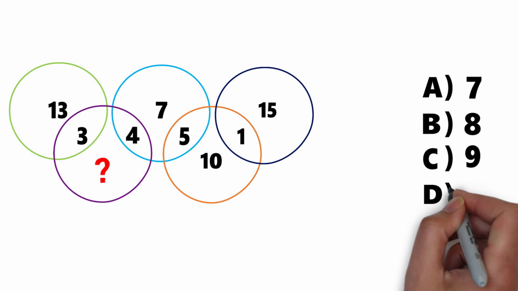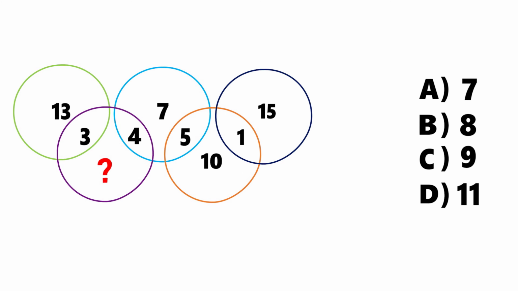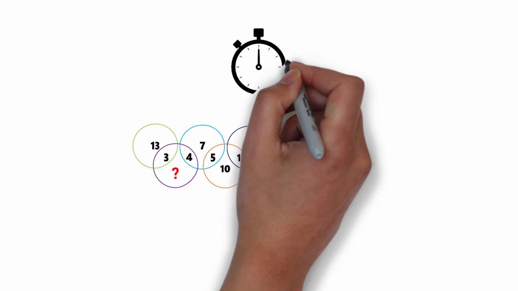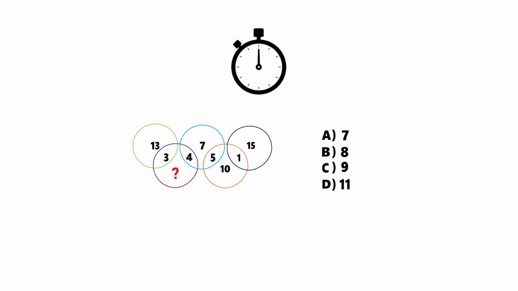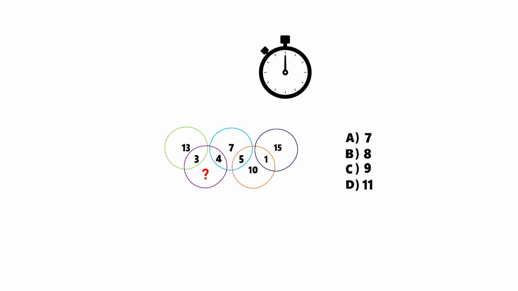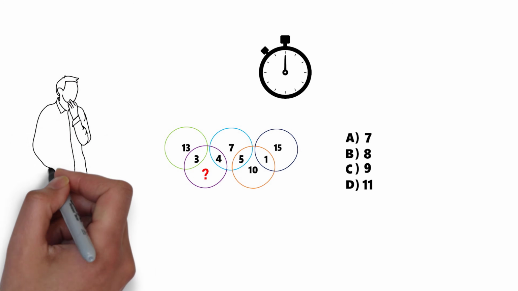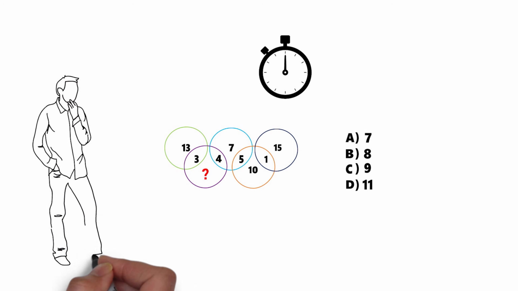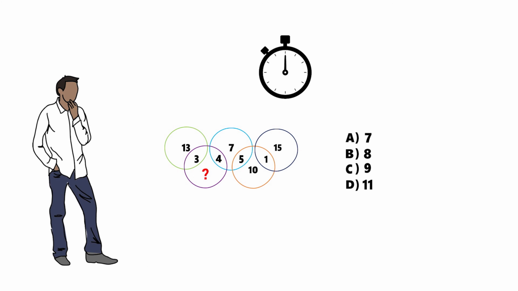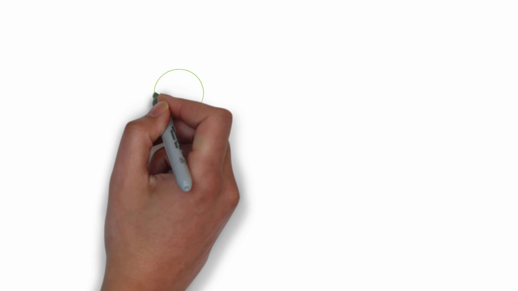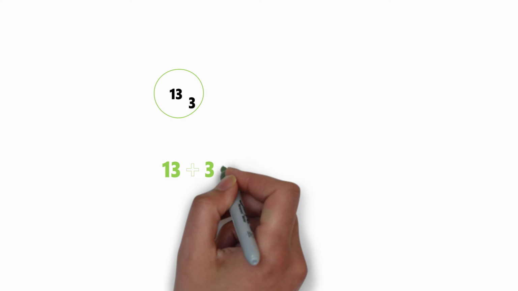You need to calculate the missing number, and the choices are choice A, 7, choice B, 8, choice C, 9, and choice D, 11. Give yourself a few seconds, maybe 10 to 15 seconds. This is about as much time as you get on the typical test to calculate the answer. Do you see the solution? Let's continue to see how we can get to the correct solution and solve this challenge together. As you might have figured out by now, the sum of the numbers in each circle adds up to 16. For example, let's look at the green circle. We have numbers 13 and 3, and 13 plus 3 equals 16.